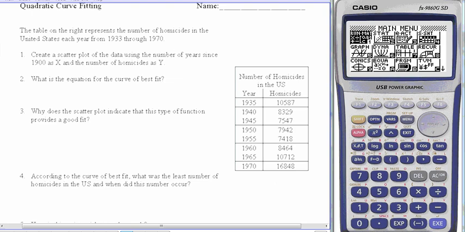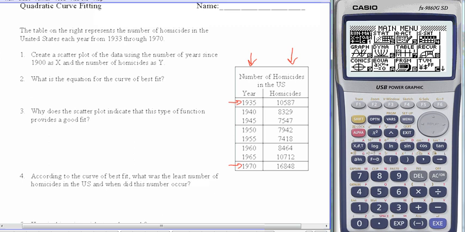In this video, we're going to take some notes on curve fitting, and we're going to be using our Casio calculators to do that. So in this one, we have a table over here, and this table has the number of homicides in the United States each year from 1935 through 1970. And this is the year over here in the first list and the number of homicides in the right list.